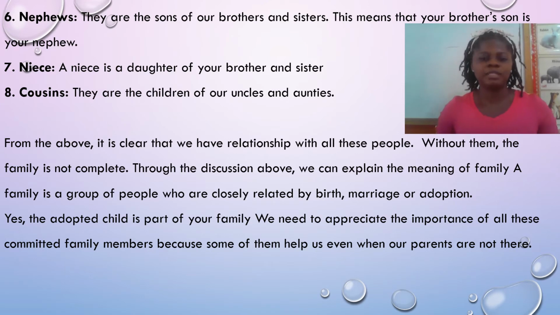So from what we have discussed right now, it is clear that we have a relationship with all these people. Without them, the family is not complete. Through the discussion above, we can explain the meaning of family. So a family is a group of people who are closely related by birth, marriage, or adoption. Yes, the adopted child is part of your family. We need to appreciate the importance of all these committed family members because some of them help us even when our parents are not around.